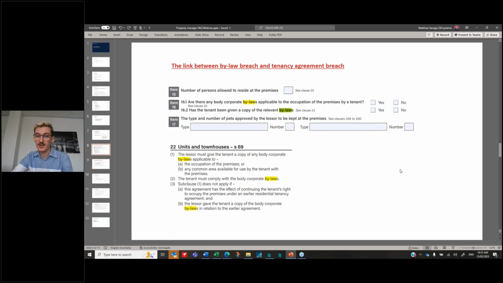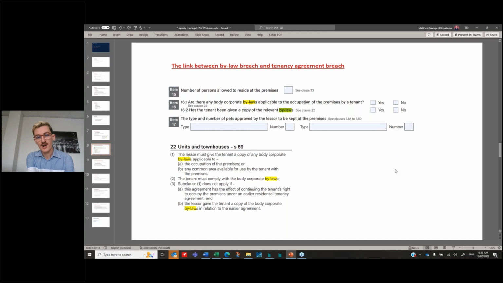So, the link between bylaw breaches and tenancy agreement breaches now. I probably should have mentioned this earlier, but I started my career as a residential rental property manager. So I do have some empathy for the work that you do. I know what it's like, and I did it for many years myself before joining the strata industry. I try to bring that focus into our work, and that's why we're doing this webinar in the first place.